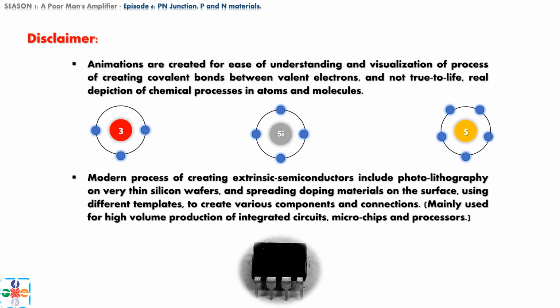Before proceeding to the part of the video explaining formation of the p-n junction, we have several very important issues to address. First, our depiction of the doping process was meant for ease of understanding, and visualization of creation of covalent bonds, and not as a depiction of real-life doping processes, as they occur in factories producing semiconductors. Second, the manufacturing process of creating extrinsic semiconductors is very technologically complicated, and the precise methods and materials used in manufacturing are often considered trade secrets. Now, let's see how the p-n junction is made.